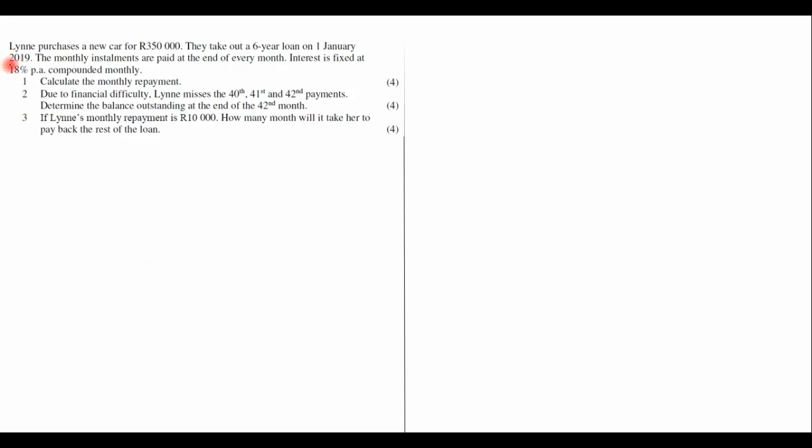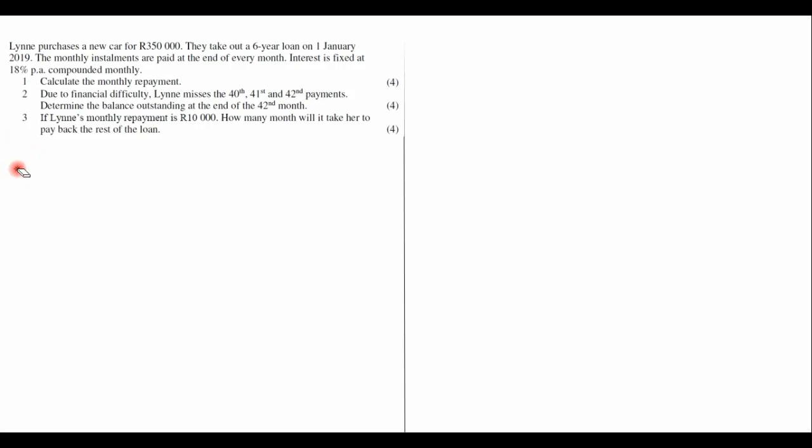So the instruction goes as follows here. Lynn purchases a new car which is worth 350,000 rands. They take out a 6-year loan on the 1st of January 2019. Now the monthly installments are paid at the end of every month. Now the interest is fixed at 18% per annum compounded monthly. Now here we are given a lot of information there.